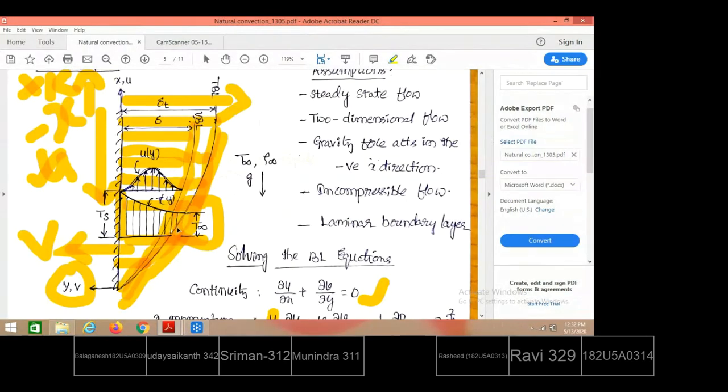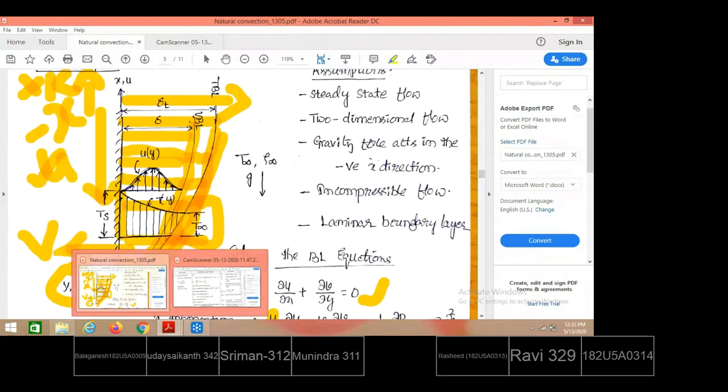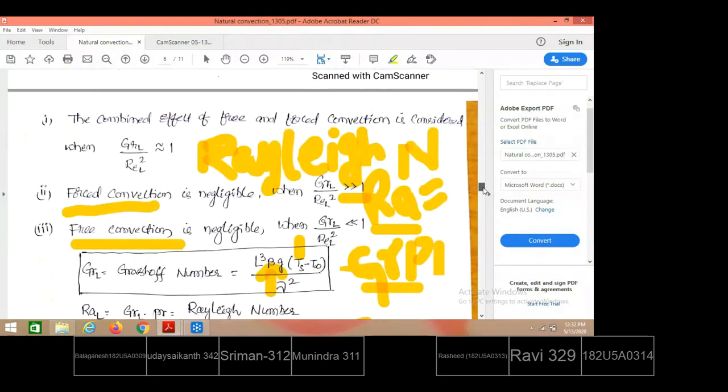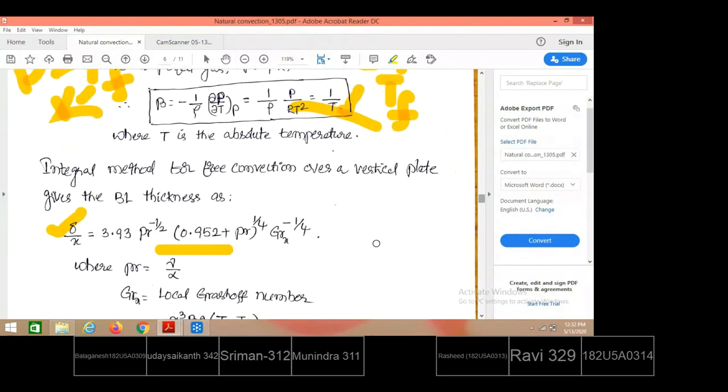You see here, from the bottom to top, the thickness of the boundary layer keeps on increasing. That is what we are trying to get using this relation. The boundary layer at the expected height of x, that x value we will substitute, and the Grashof number at that particular height we have to calculate.